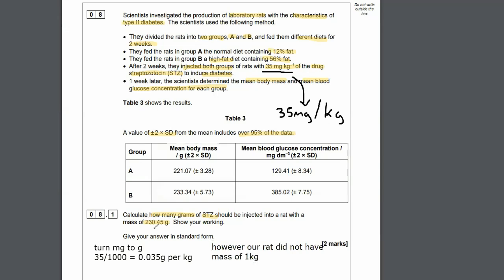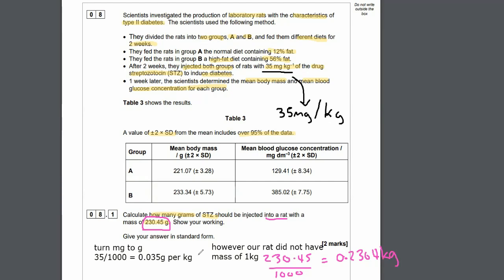Now, how much rat did we have? Did we have a 1 kilogram rat? That would be a massive fat rat. No, we didn't. We had a 230.45 gram rat. We need to convert that into kilos. So let's do 230.45 divided by 1,000, and we now get how heavy the rat was. That's 0.23045, right? That is the kilograms of rat. So that's how heavy our rat is.